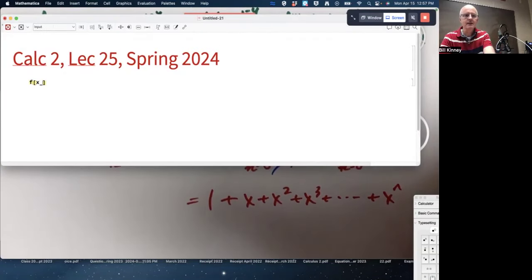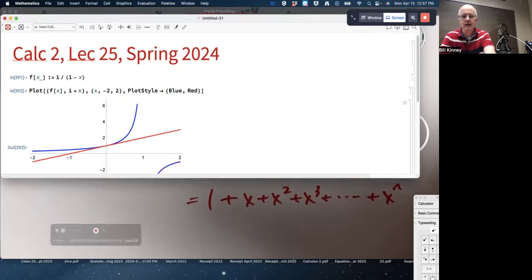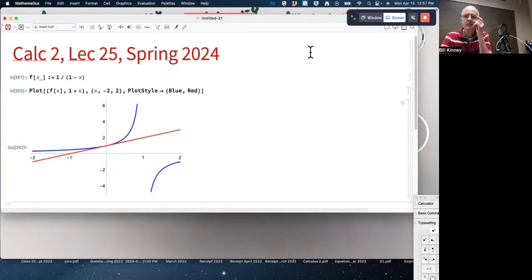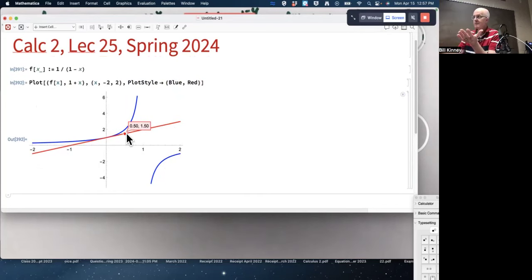So f of x is 1 over 1 minus x. Let's plot the function along with, first of all, just 1 plus x. And let's make the original function be blue and the approximation be red. There we have it. The blue graph is 1 over 1 minus x. Notice it's got a vertical asymptote at x equals 1, right? 1 over 1 minus x definitely has a vertical asymptote at x equals 1.